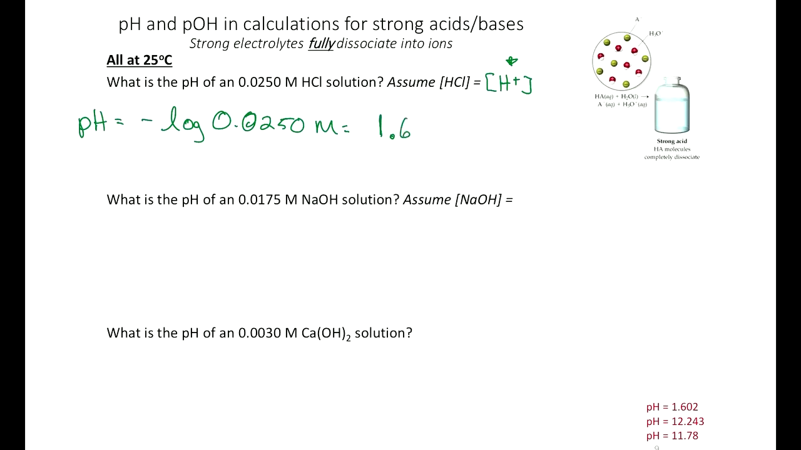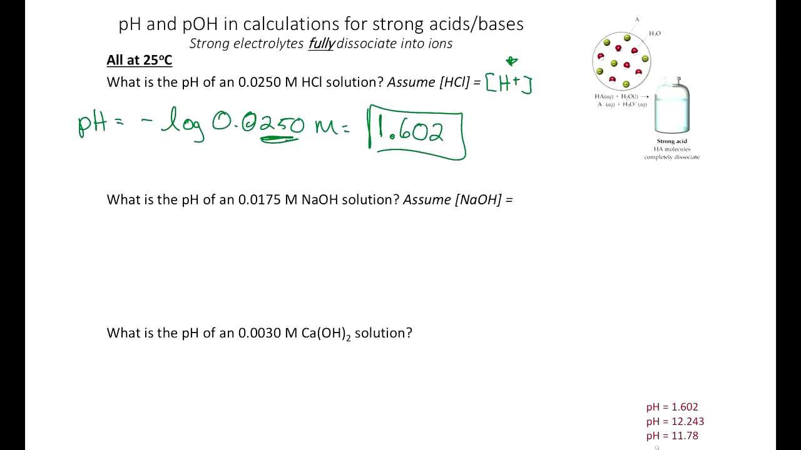How many decimal places should I have? 3. So 1.602 pH, right? Because there's 3 sig figs, so 3 decimal places, right? So we added acid to a solution. The solution is acidic. It's much, much, much lower than 7. Okay, and again, we're assuming all of this is at 25 degrees Celsius.